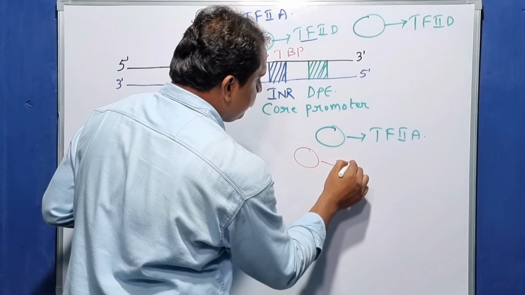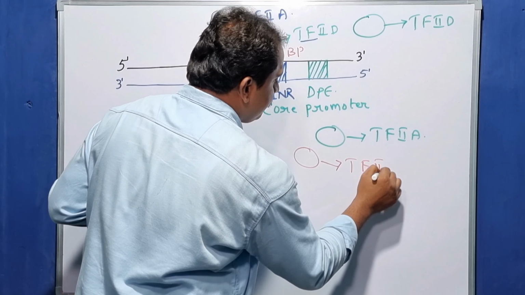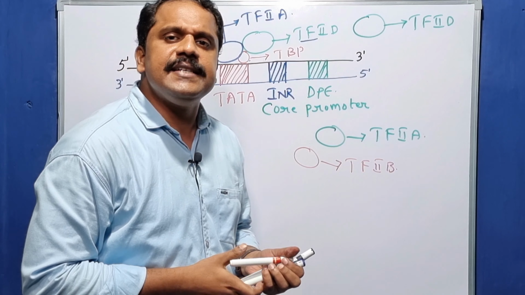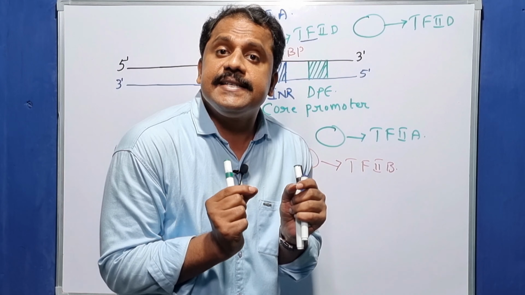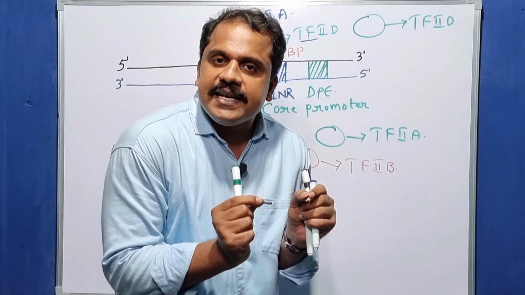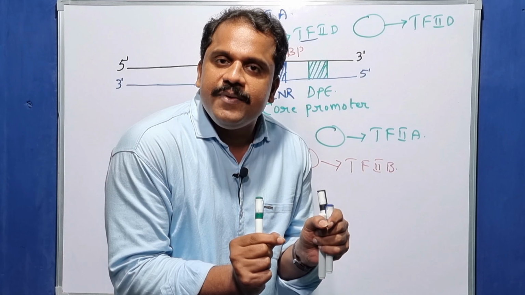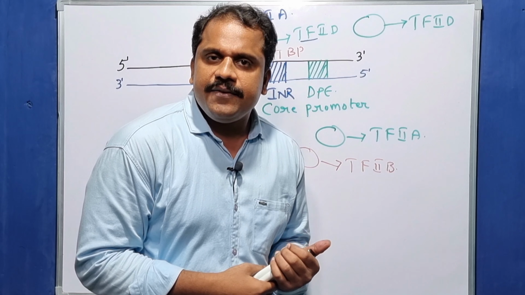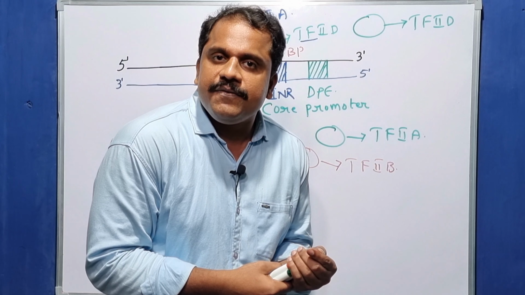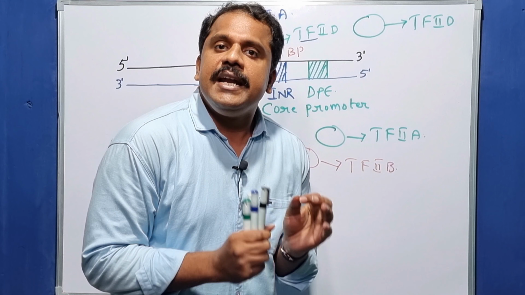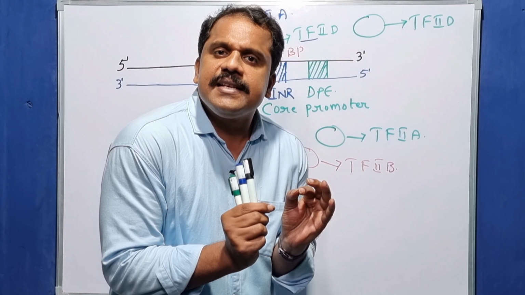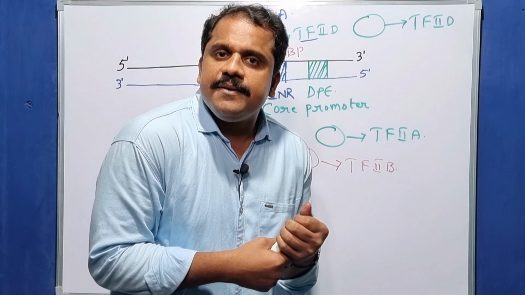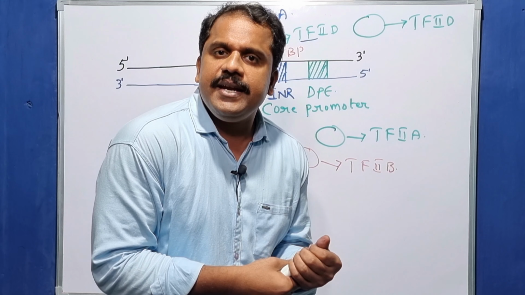TF2B. So what is TF2B? TF2B is the transcription factor which acts as a mediator. For the successful recruitment of RNA polymerase II to the promoter region, a specific transcription factor is required, and that specific transcription factor is nothing but TF2F.